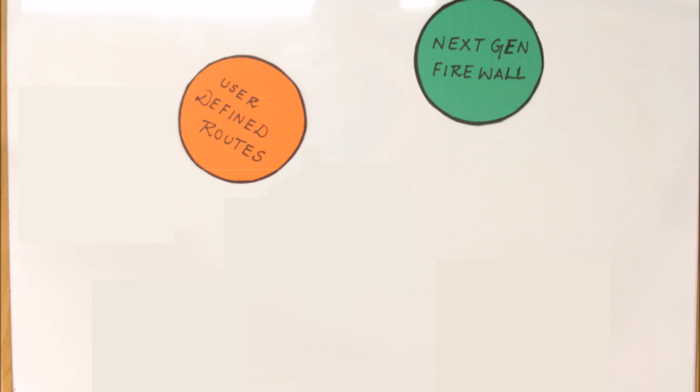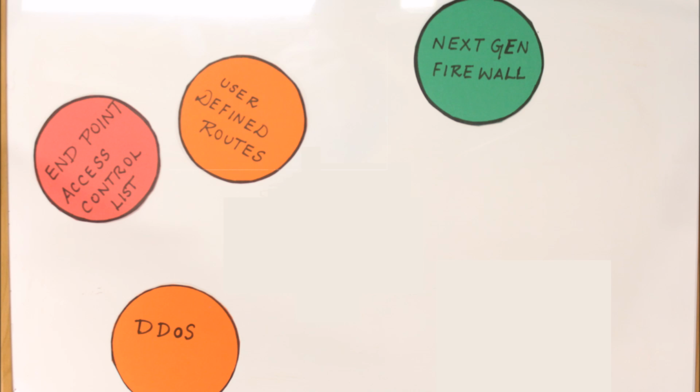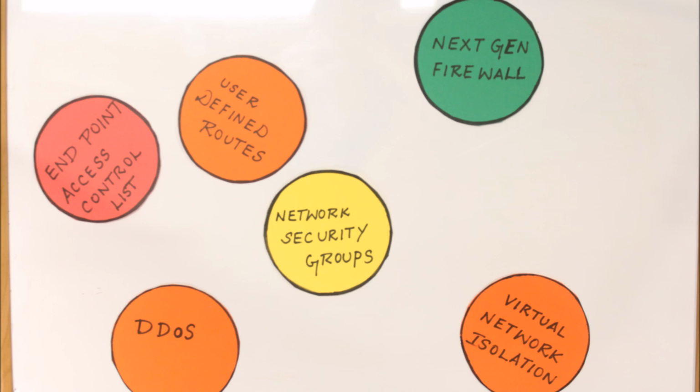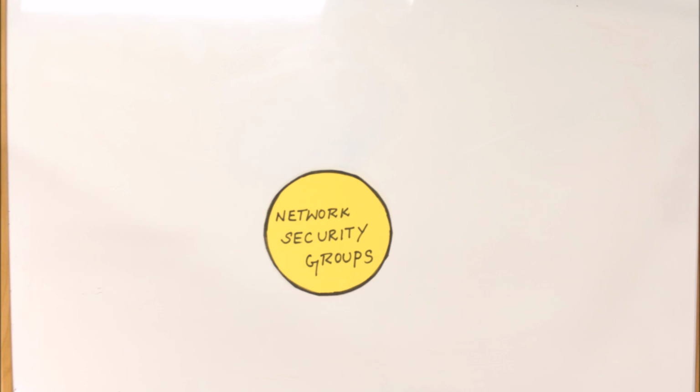When we talk about security for infrastructure as a service VMs in Azure, we have always heard buzzwords like next-gen firewall, UDR, endpoint ACL, DDoS, VNet isolation, and network security groups. We will talk about each of these components in the upcoming videos, but in this video we will focus on network security groups or NSGs.